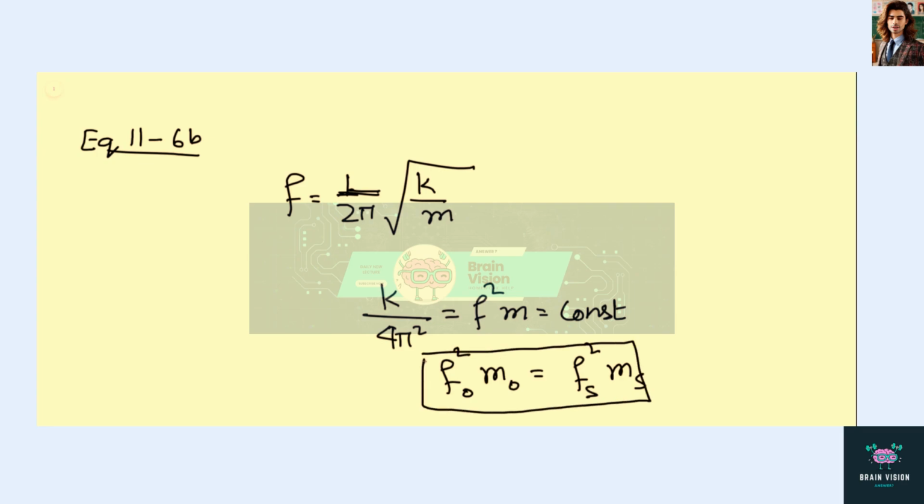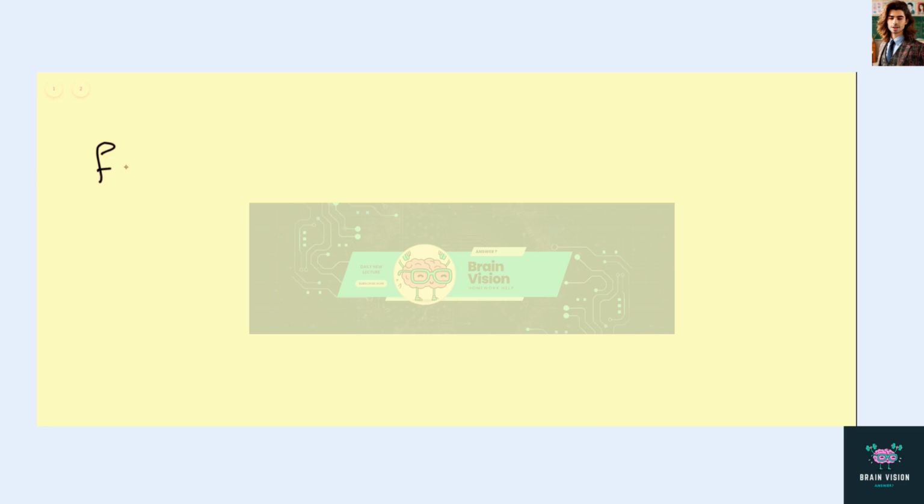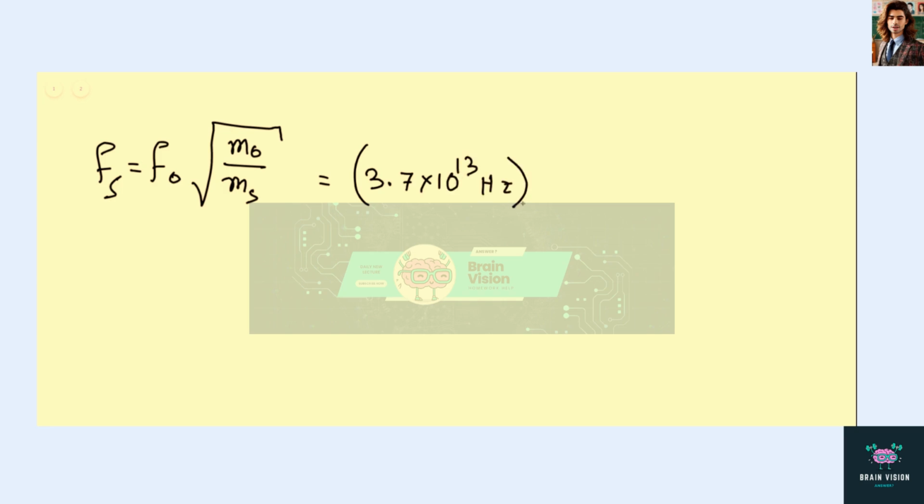So now from there, if we try to solve for the frequency of sulfur, we see that this is frequency of oxygen times square root of mass of oxygen by mass of sulfur. So we have 3.7 times 10 to the power 13 hertz for the frequency of oxygen. Then mass of oxygen is 16 and mass of sulfur is 32. So combining this, we see that the frequency of sulfur is 2.6 times 10 to the power 13 hertz.